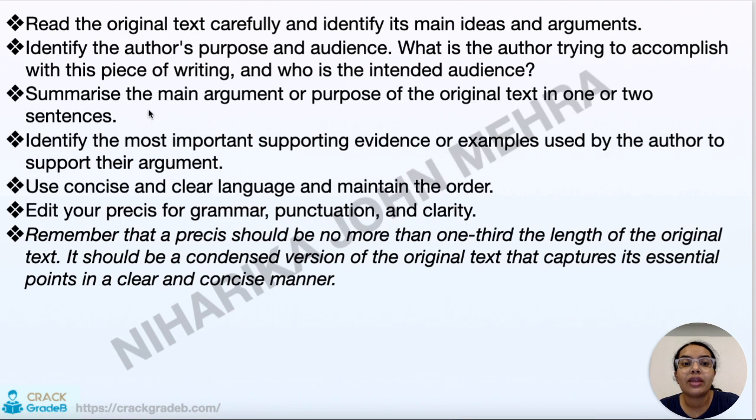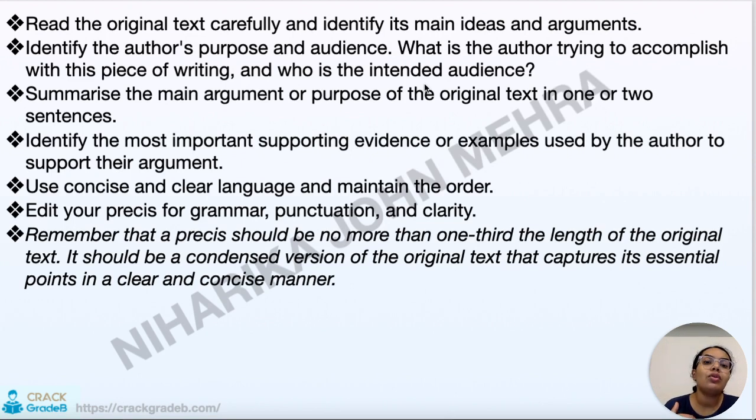What is the author trying to accomplish? What is he trying to say, and to whom is he saying this? Who is the intended audience? So these are some questions. You should get answers to these questions when you are doing the first reading of the article for which you have to write the precis.